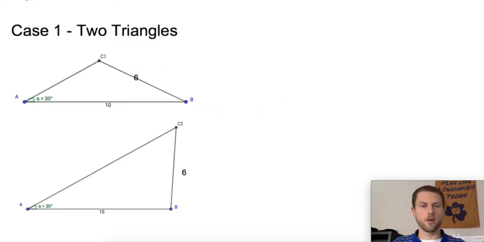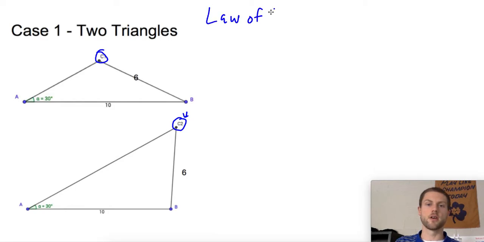In the first case of the GeoGebra activity, you should have been able to make 2 triangles. Here, C1 is obtuse in one configuration, and C2 is acute in another configuration. They both have the same angle, same side in that order, but there are 2 different ways that you can make a triangle work with those conditions. I want to take a look at C2, the acute angle, first. Let's use the law of sines to figure that out.